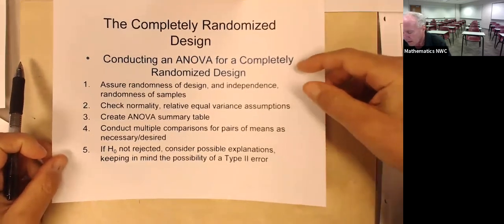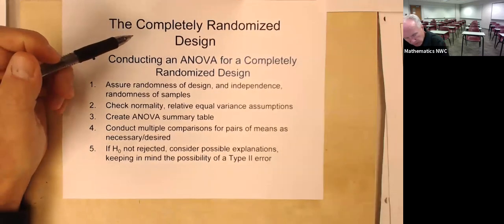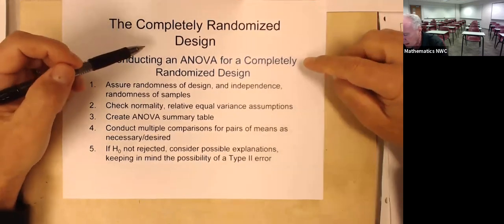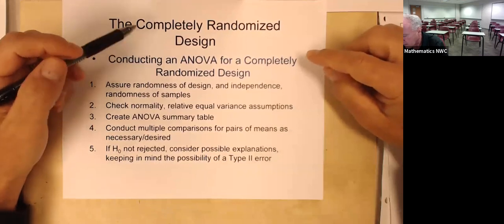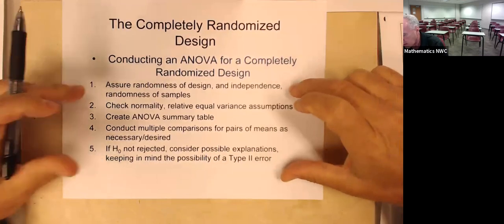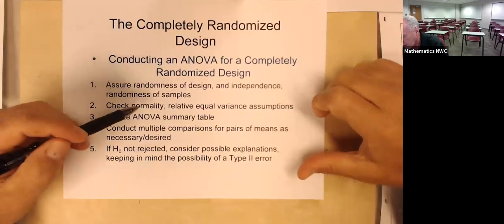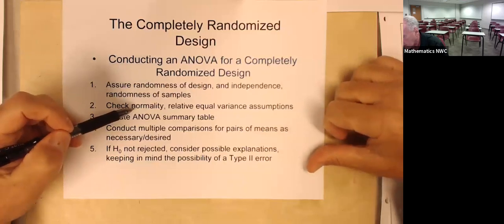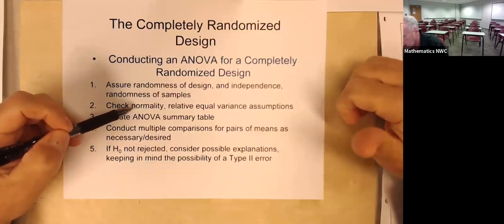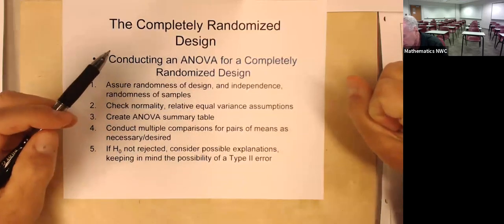When we're running one of these designed experiments, for example, if you're doing some type of project or a research paper or a thesis, these are conditions that you have to have. We need randomness of design and independence. They have to have normality of the populations. We need to at least believe that they are normal populations with relatively equal variance.